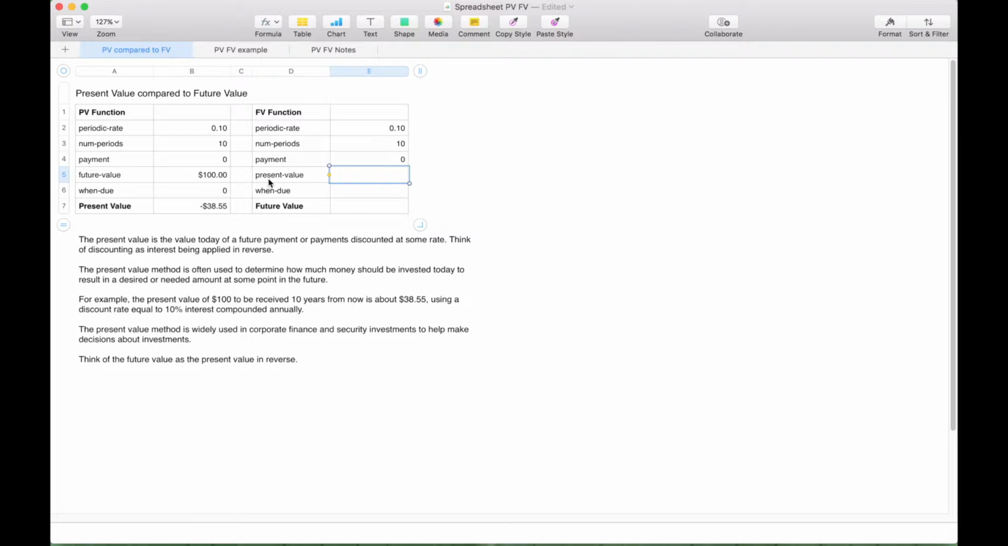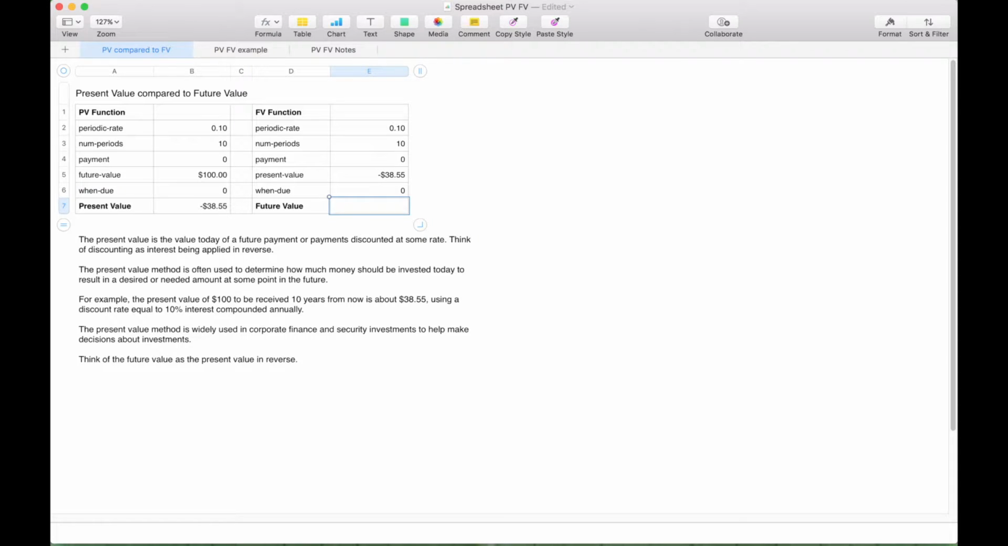Now for this present value, let's just go ahead and copy the present value from our present value function and put that in here. Okay, so our present value is $38.55, showing as a negative because that's coming out of our pocket and going into the investment. Again, we'll just put 0 for when due.